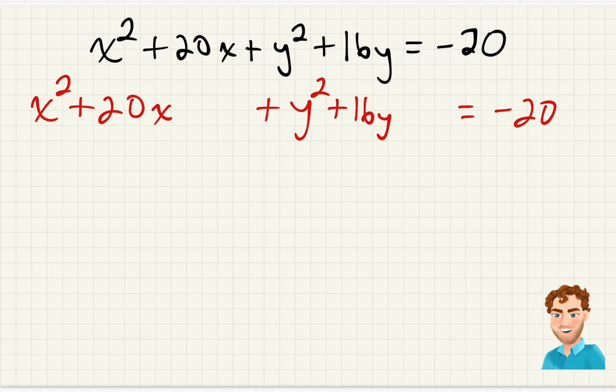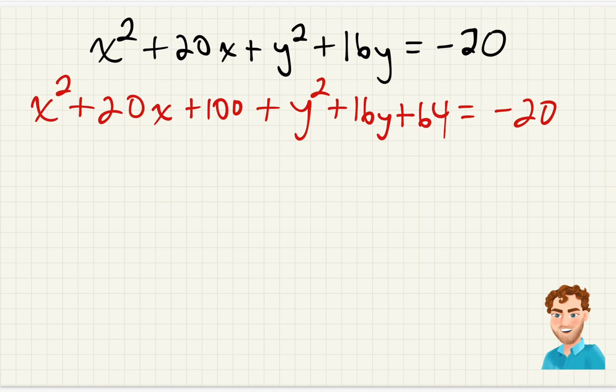So remember, what we're doing is we're taking half of this number and squaring it. So that's what we're going to do first. Half of 20 is 10, and when I square it, I get 100. So I'm going to say plus 100, and then I'm going to take this 16. I'm going to take half of that and square it, plus 64.